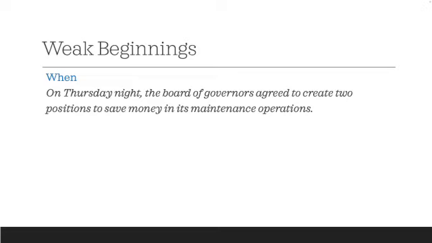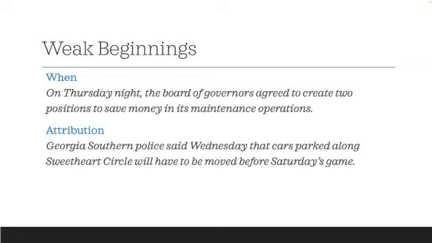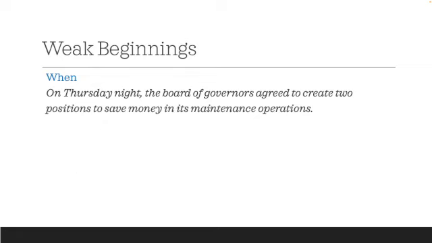All right, a few weak beginnings I want to mention. I think I alluded to this at the beginning. Starting with when is not the best way to start a lead, almost ever. On Thursday night, the Board of Governors agreed to create 2 positions to save money in its maintenance operations. If you just switch it so that "on Thursday night" comes at the end, it's a much more powerful sentence. And that's going to be the case for almost any time you see a lead that's a when. You usually just need to stick it at the end or somewhere else in the lead. It's not that we don't care, it's just that's not the most important thing.